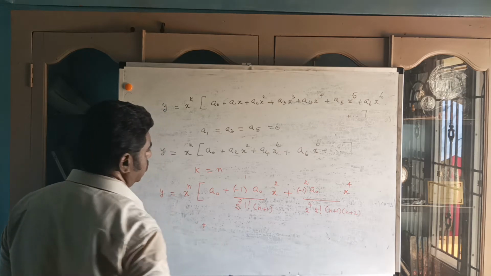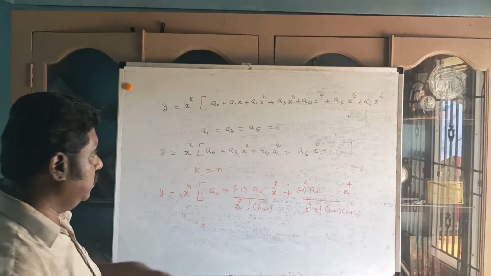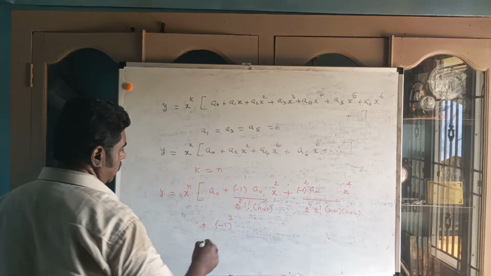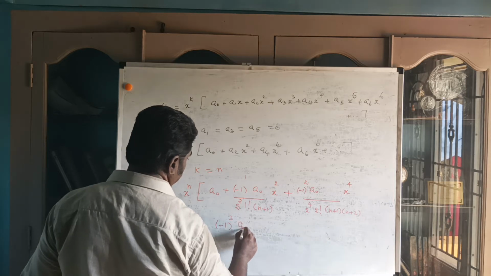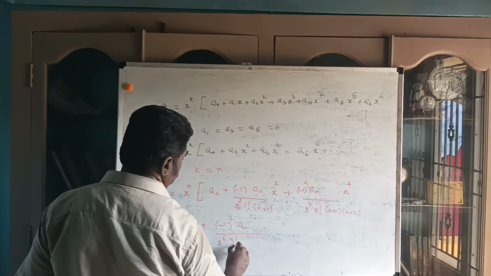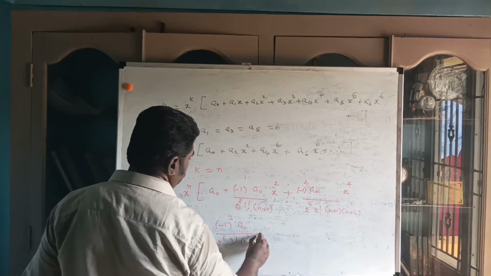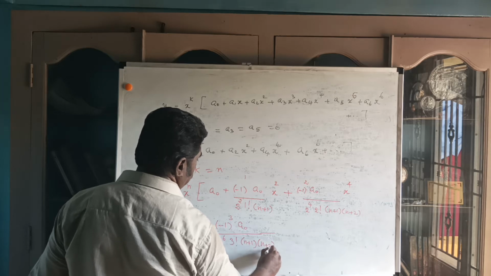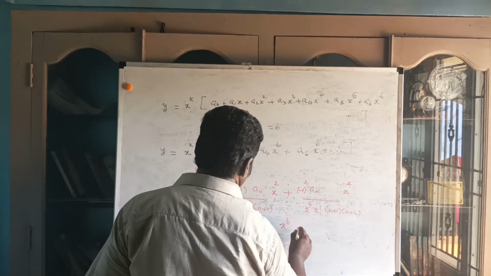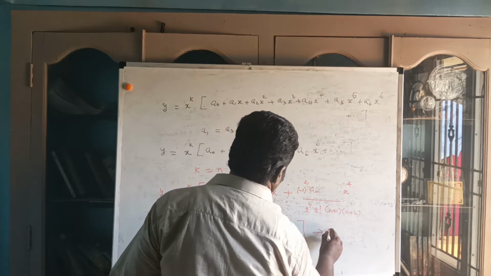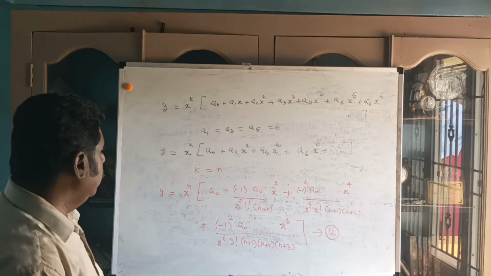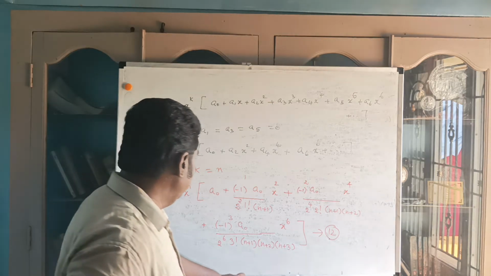Then plus a6. The a6 value is expressed in terms of minus a0, so that minus sign is minus 1 cube. Minus 1 cube is minus 1. That means minus a0 divided by 2 power 6, 3 factorial, n plus 1, n plus 2 into n plus 3. This is multiplied by x power 6. This is equation number 12. This is the value of y.